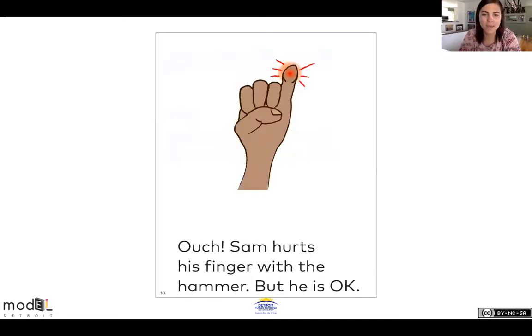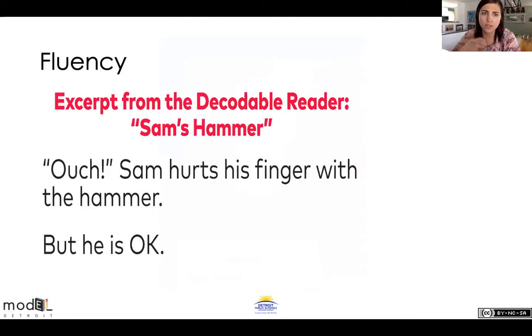All right, let's read this page. Oh, take a look at that first punctuation mark. What punctuation mark is that? An exclamation mark. So let's read it. Ouch! Sam hurts his finger with the hammer. So that's just a period. So you're just going to read it. Sam hurts his finger with the hammer. Oh, look at the third punctuation mark, a period. So we'll just read it like this. But he is okay. So let's read it again.